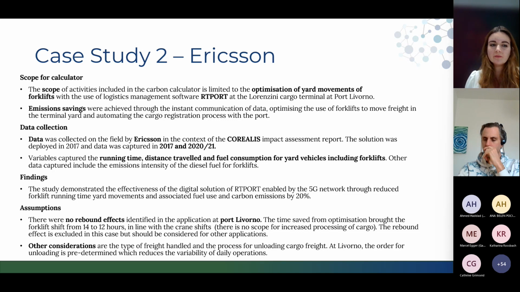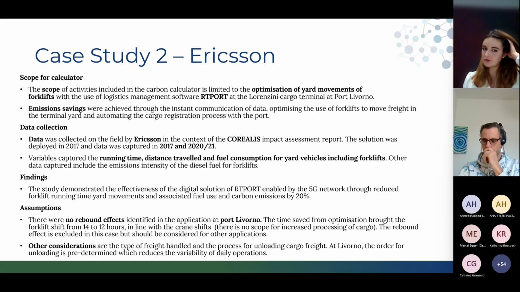So the RT Port module enables the optimization of use of forklifts, as well as instant data processing. So that helps with instant registration for forklifts and cargo. In the case of emission savings which were enabled, this was achieved through reduced activity for forklifts and associated fuel savings, which saw decreased emissions for handling the same amounts of cargo over a year.